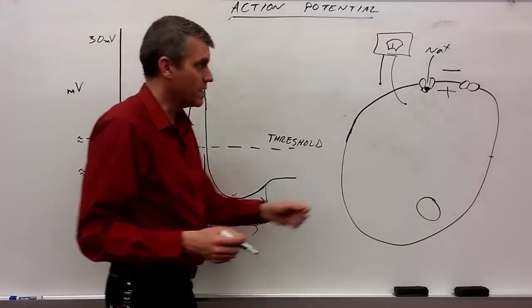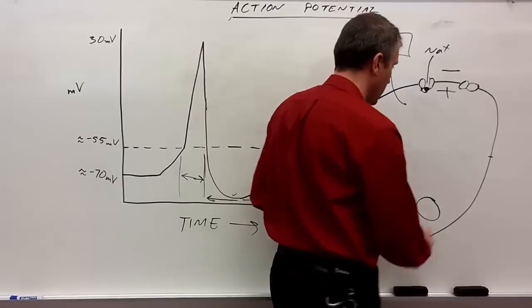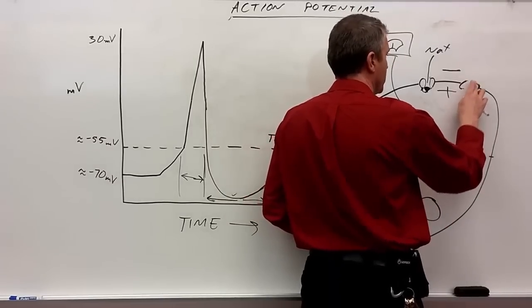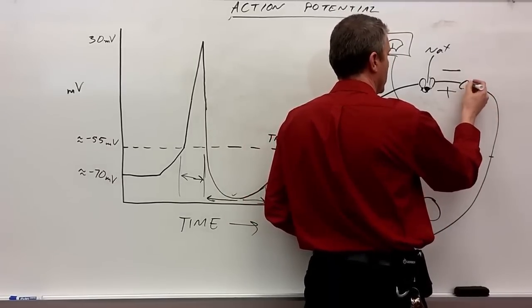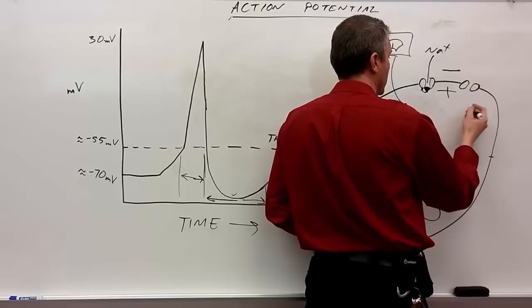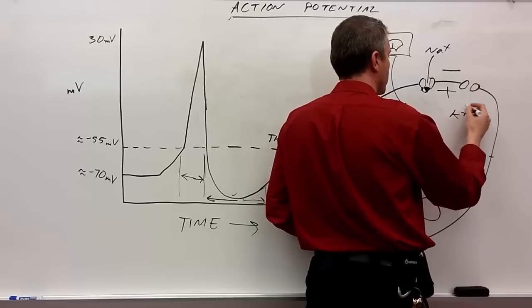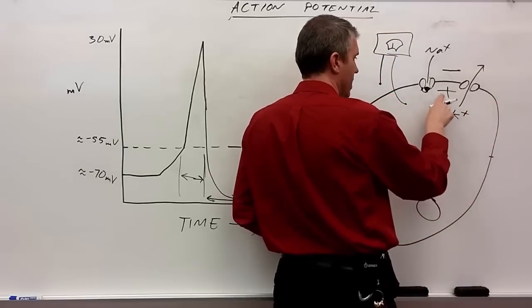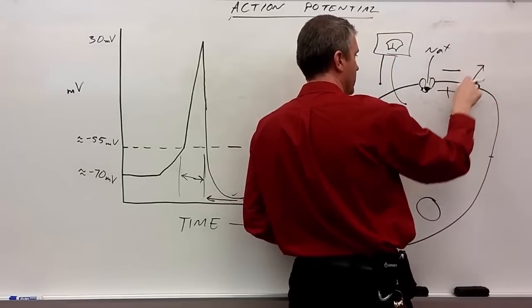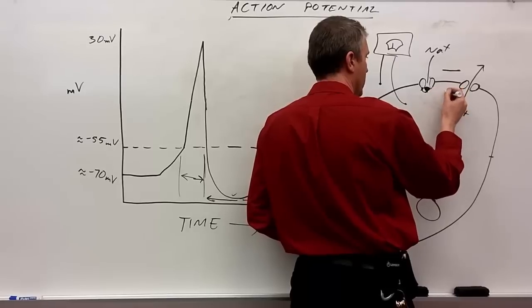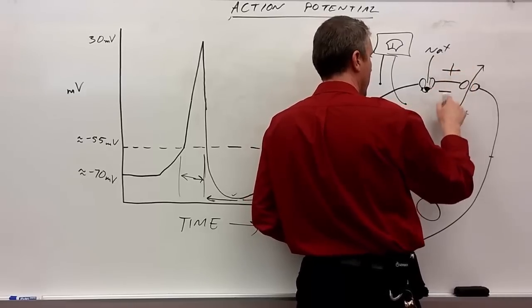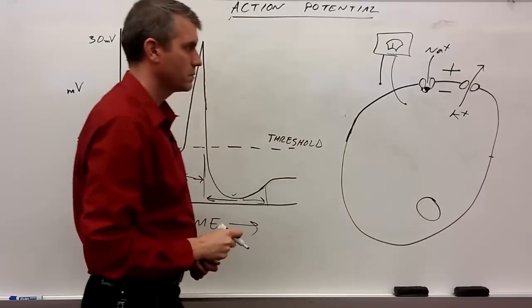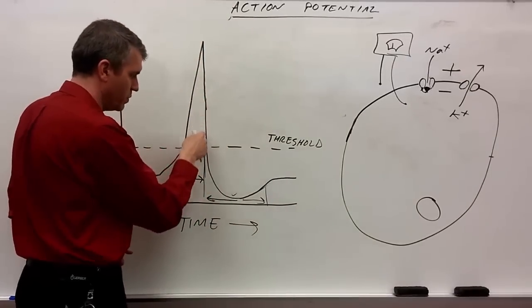The answer to that is our next voltage-gated channel over here, the voltage-gated potassium channel. This channel opens, and that allows potassium to leave, taking away positive charge from inside of the cell and returning the voltage on the inside to being negative. That's repolarization.